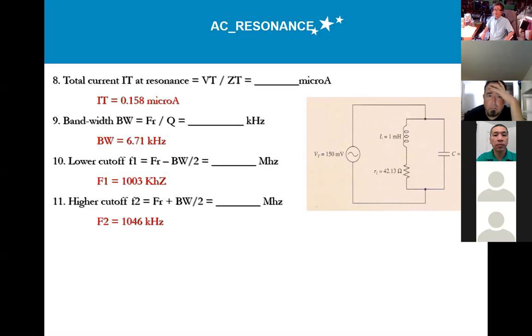Okay, is the answer wrong or right? Just the F2. The F2 should be 1009. Yeah, your bandwidth is correct. Number 9 is correct. Number 10 is correct. Number 11 is incorrect. It should be about 1009 or 1010. Okay. We'll correct that.